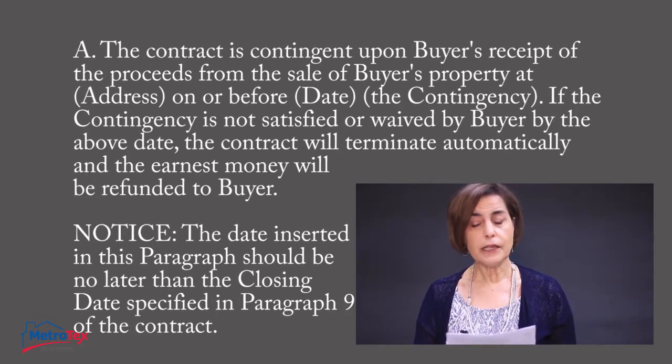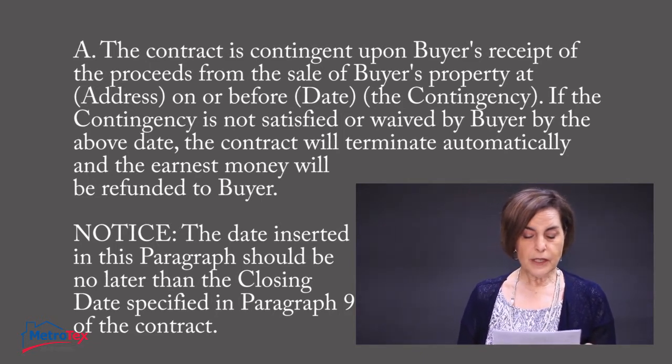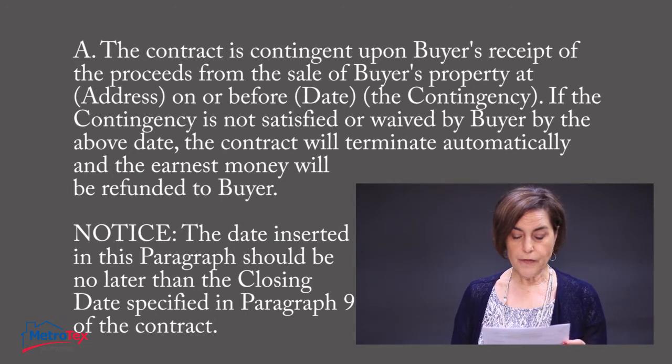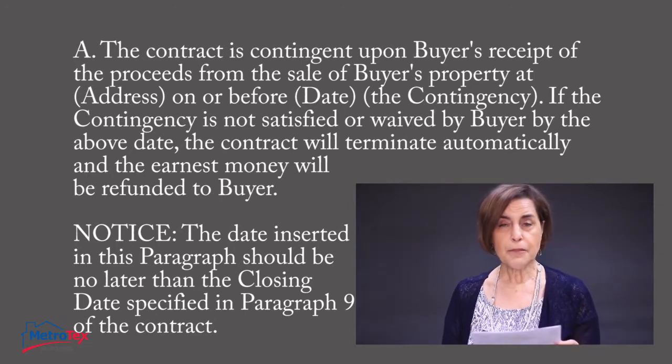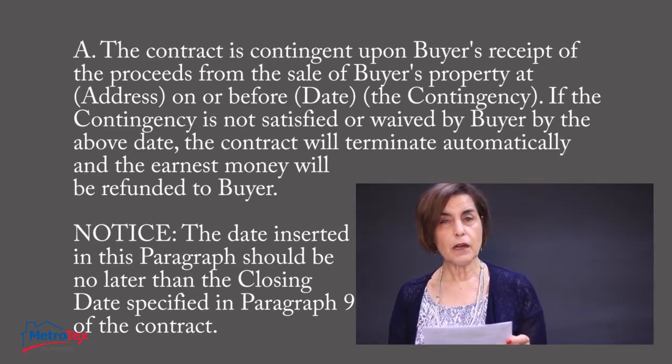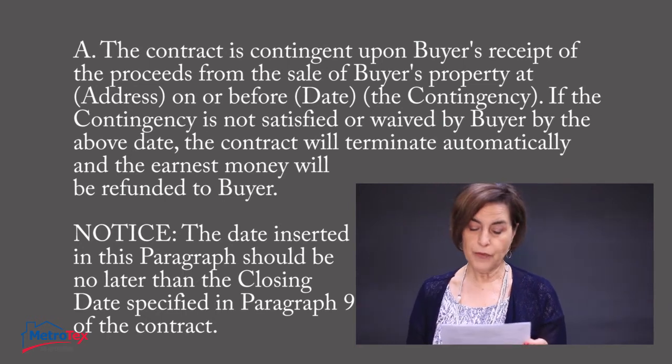That's now called the contingency. If the contingency is not satisfied or waived by the buyer by the above date, the contract will terminate automatically and the earnest money will be refunded to the buyer. So what we're saying here is the buyer wants to buy this house, so they've got to sell their house first before they can buy the new house. That's not uncommon. Many people have to sell to buy. They need the proceeds from this house to buy that house.